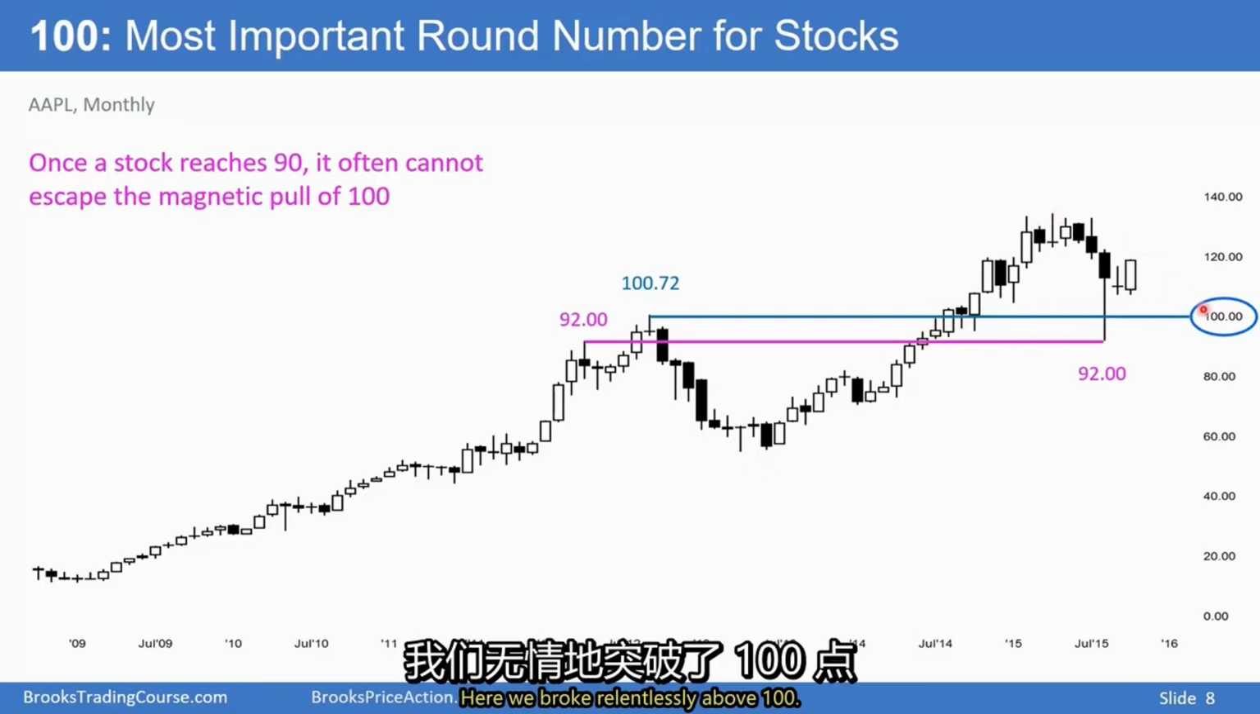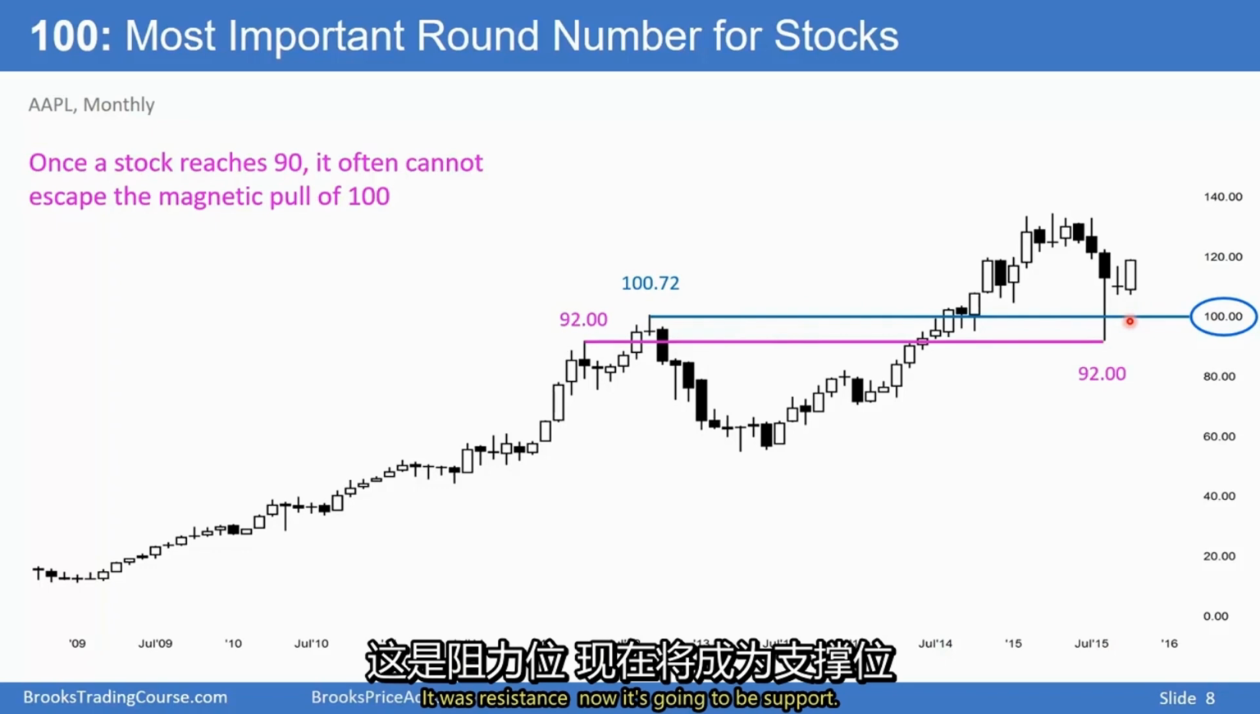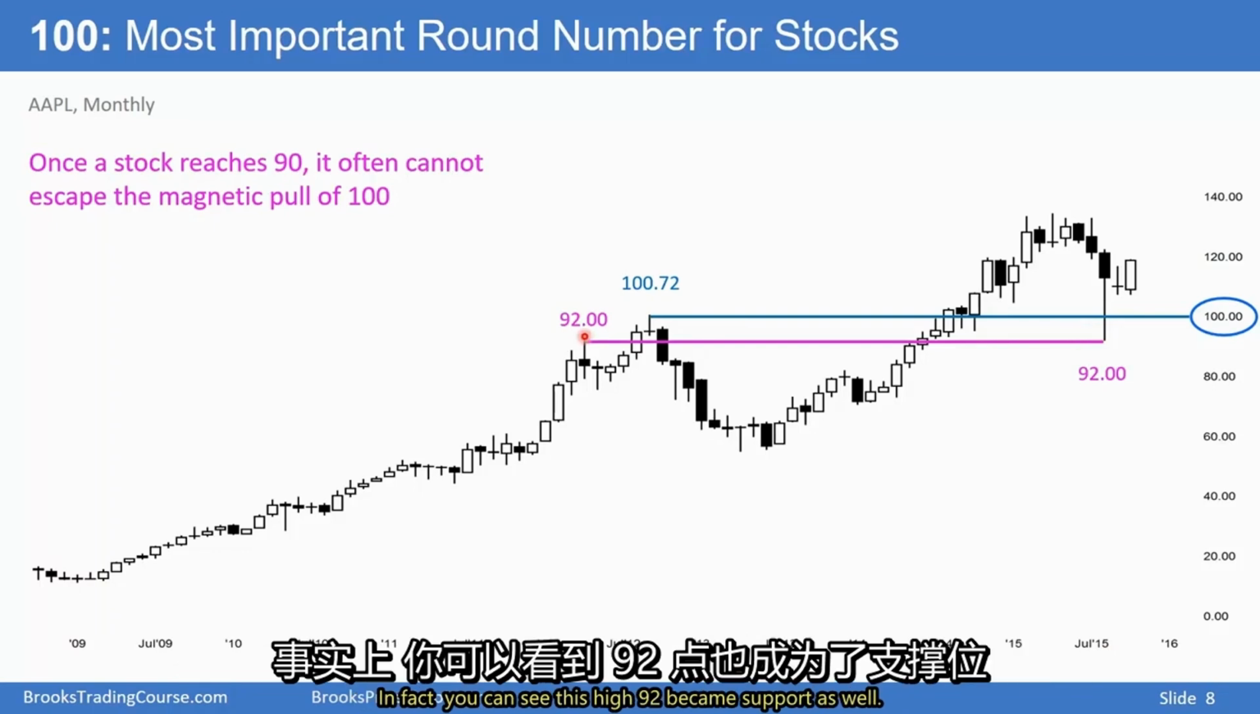Here we broke relentlessly above 100. Traders are going to buy back at 100. It was resistance, now it's going to be support. Traders will place limit orders to buy at 100 or slightly below. In fact, you can see this high 92 became support as well.